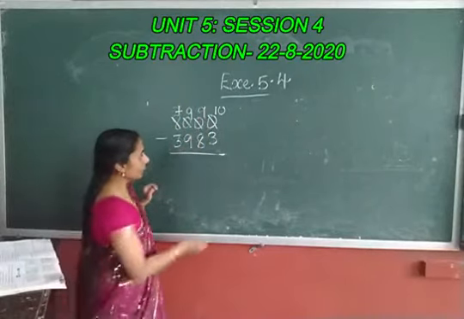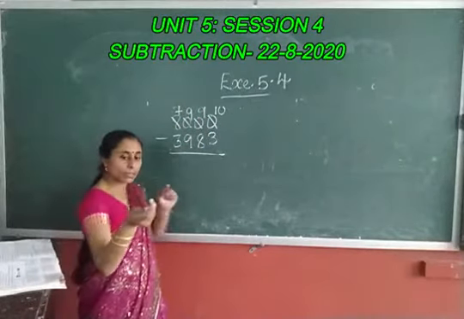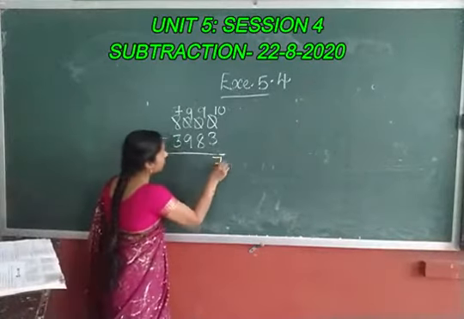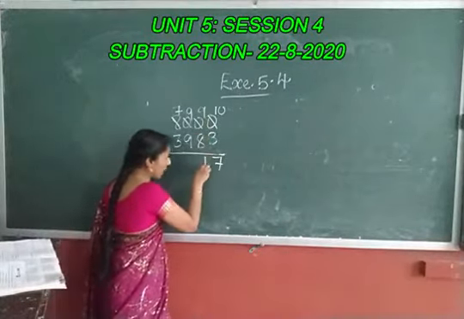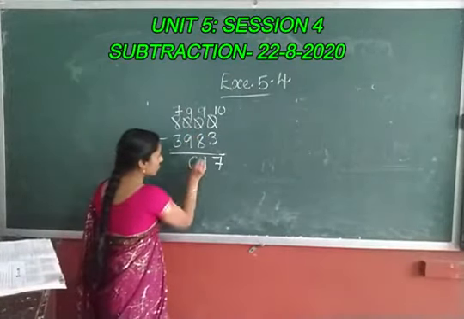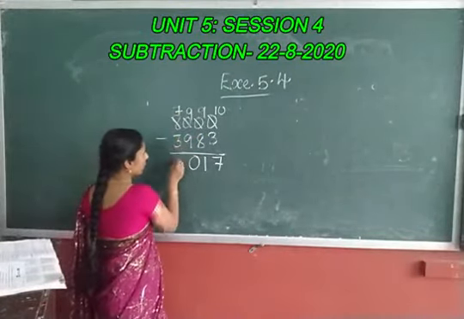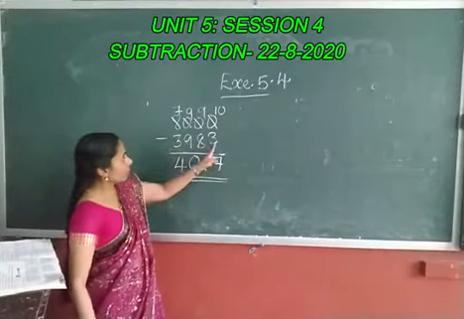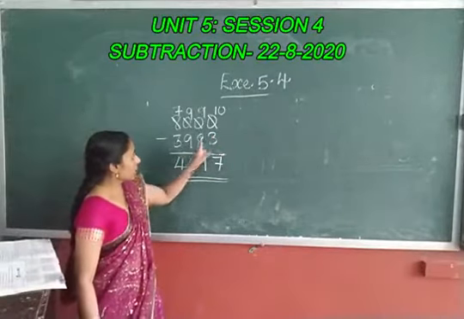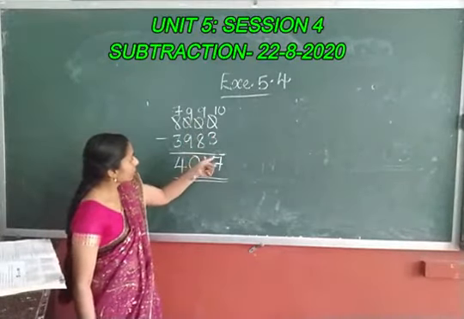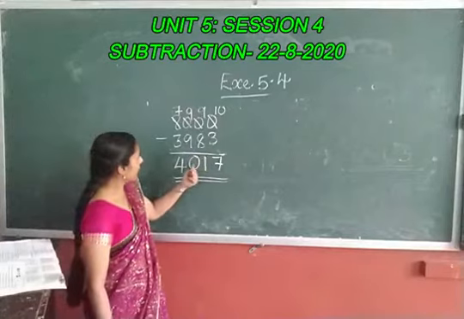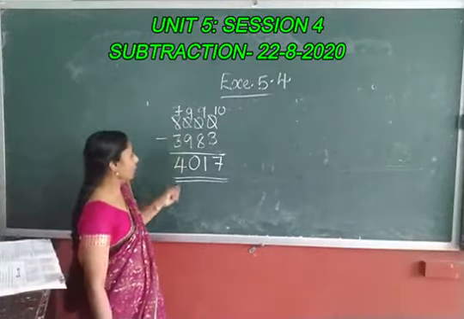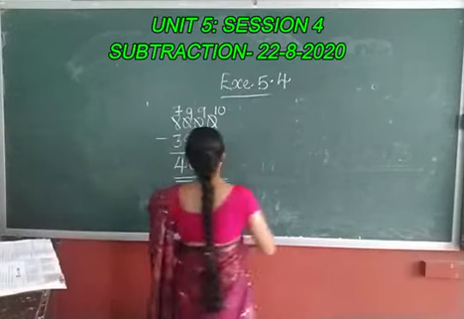10 minus 3, 4, 5, 6, 7, 8, 9, 10, so 7. 9 minus 8, 1. 9 minus 9, 0. 7 minus 3, 4. Check whether the answer is correct. 7 plus 3, 10. 1 plus 8, 9. 9 plus 1, 10. And 9 plus 1, 10. Again 3 plus 4, 7 plus 1, 8. Answer 4017.